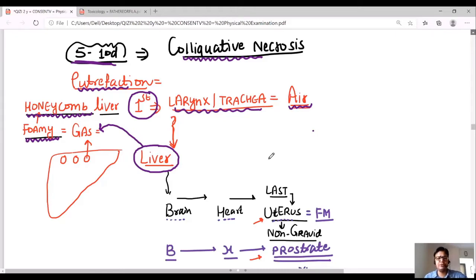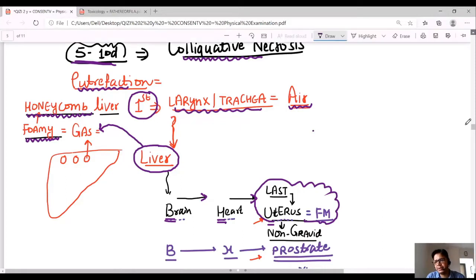After that, what decomposes, my dear friend? BHU. The very simple trick is BHU. First brain decomposes, then heart decomposes, and in female, the last organ to be decomposed is the uterus. This is a very, very important MCQ. It is the non-gravid uterus.